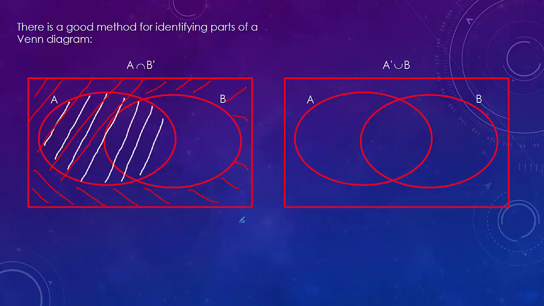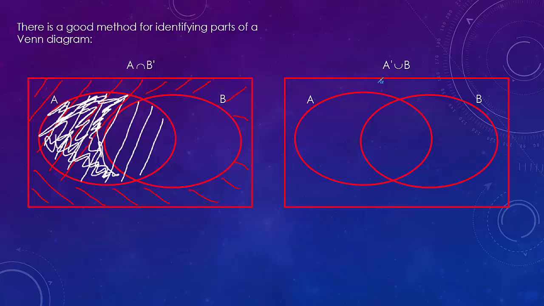Now, because we're after an intersection, we want the part of the diagram that satisfies both. In other words, I've shaded it white and I've shaded it red. And that corresponds to this part of the diagram here. So this part of the diagram is in A and not in B.